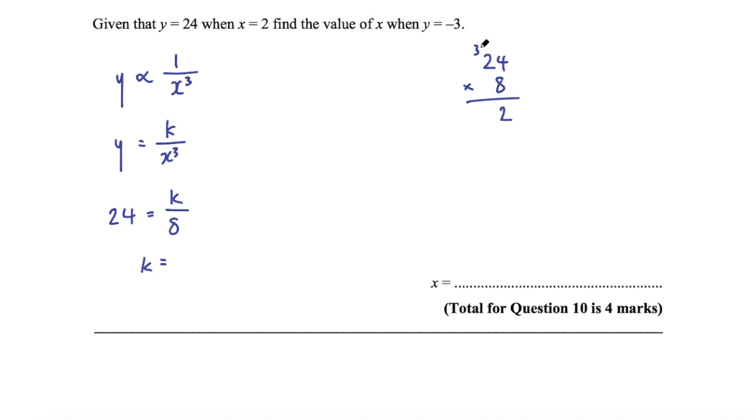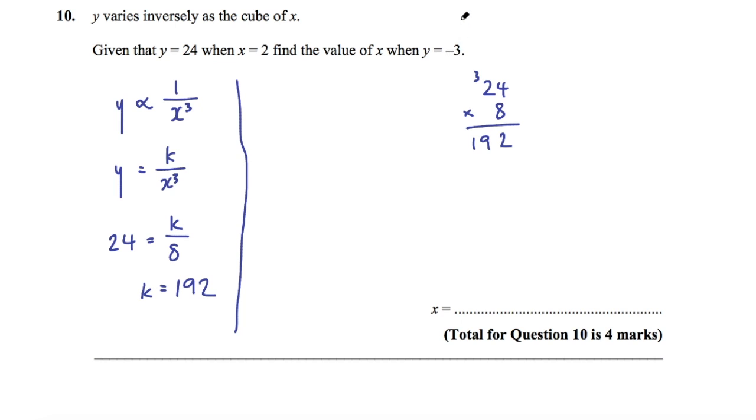2 times 8, that's 16. Plus 3, that's 19. So k will equal 192. And then we need to find the value of x when y equals minus 3. So again, substitute that back into the equation. So minus 3 equals, now we know k equals 192 divided by x cubed.